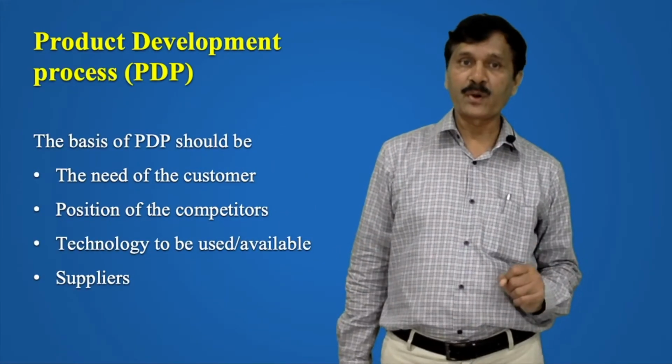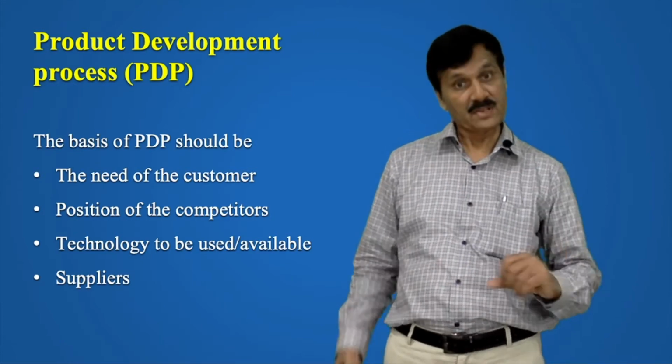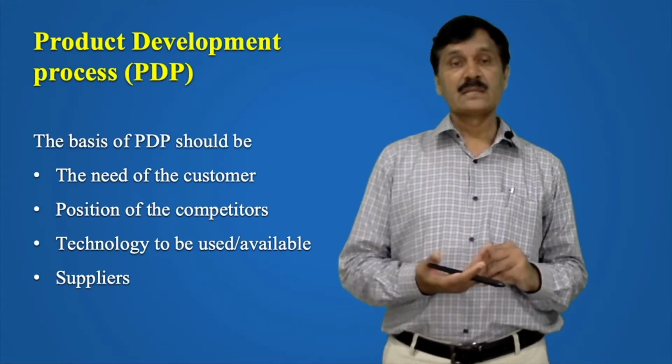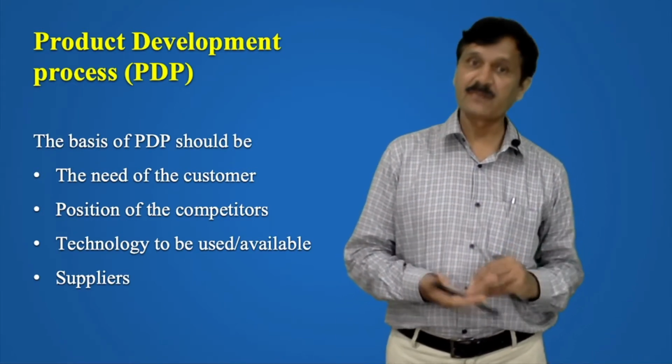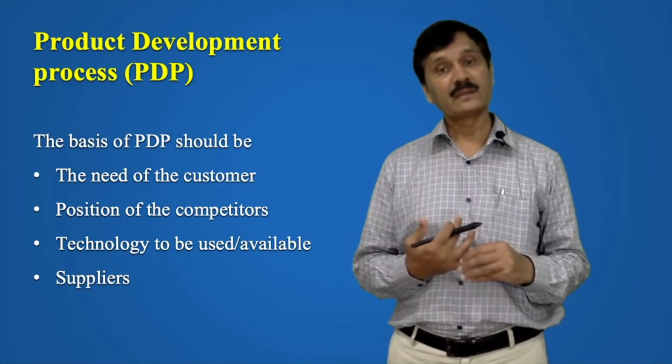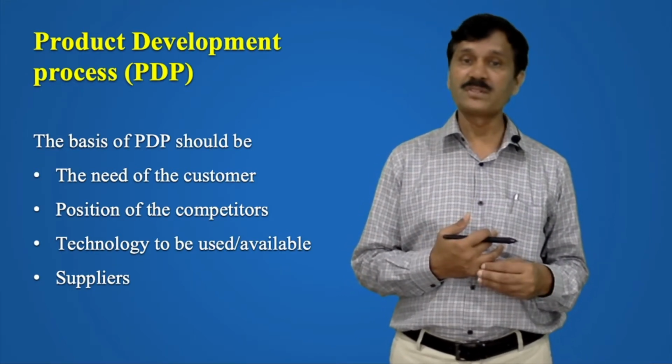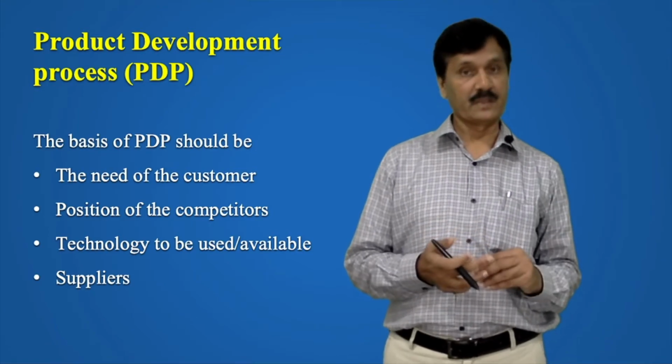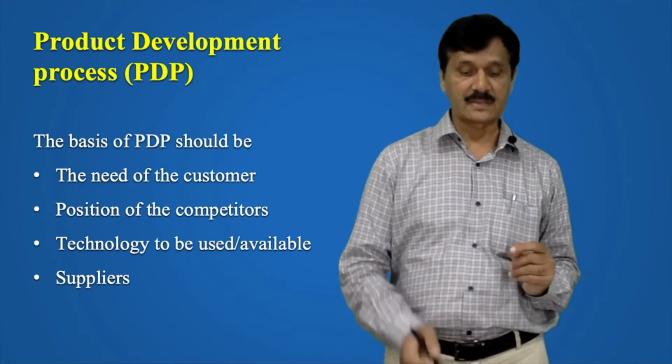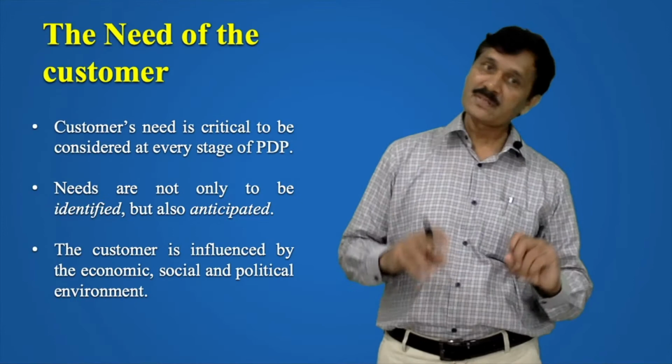The basis for product development should be, first thing, the need of the customer. Second thing is the position of the competitors. And the third thing is the technology to be used or that is available. Fourth is suppliers. Let us discuss the need of the customer. First thing is the customer need.